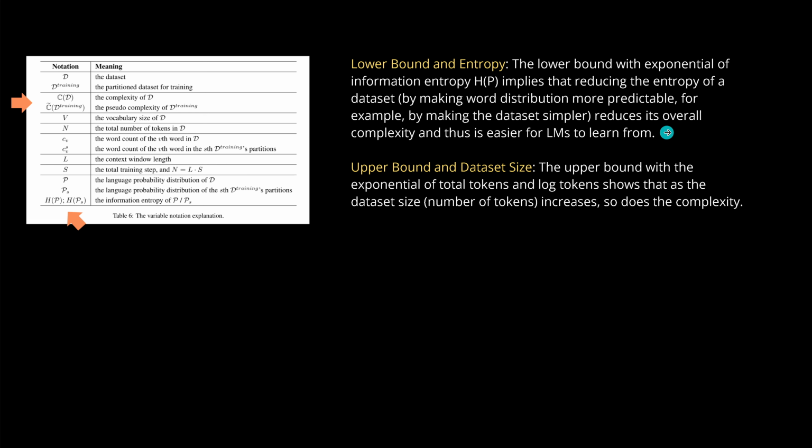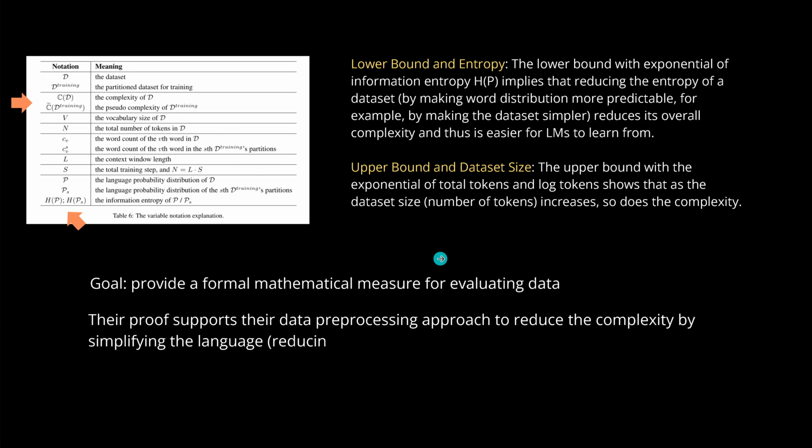I would say this is nothing I would doubt. I would say, yeah, this is a given. And then they say for the upper bound and the dataset size, the upper bound with the exponential of the token and the log tokens shows that as the dataset size increases, this means the number of tokens, so does the complexity. It is self-explanatory, but I think there are a lot of hidden complexities, especially in their formulation.